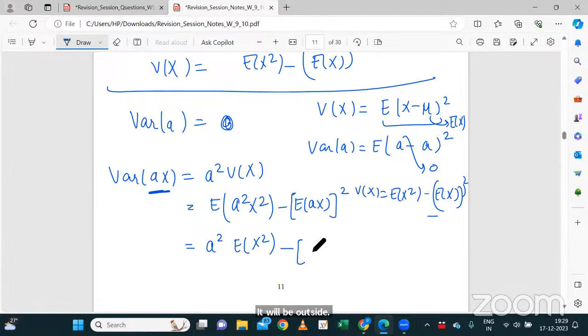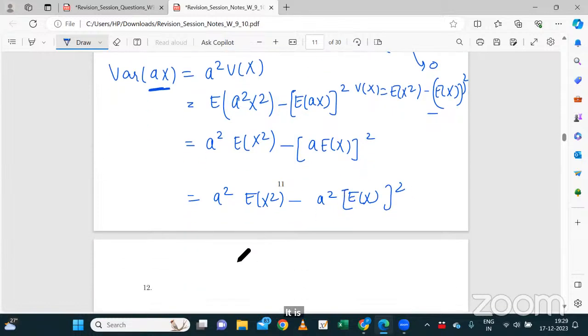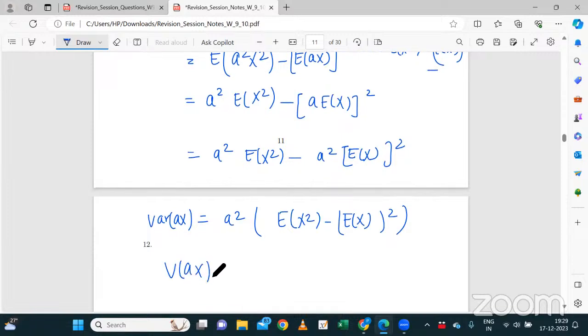From here, it will be a square times expected value of x whole square. It will be a square expected value of x square minus a square expected value of x whole square, if you take a square outside the square bracket. Now a square is common. Now I got expected value of x square minus expected value of x whole square, so variance of ax is nothing but a square variance of x.